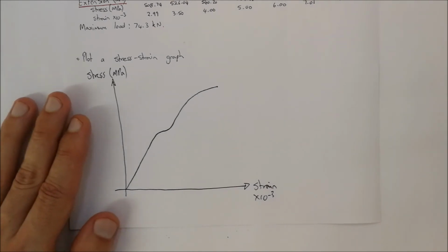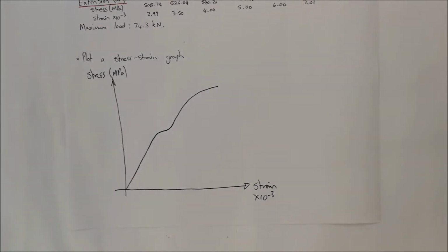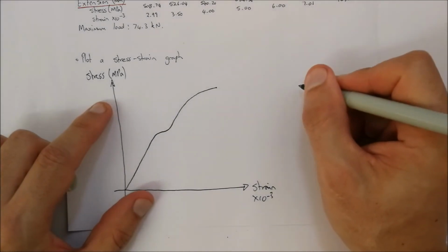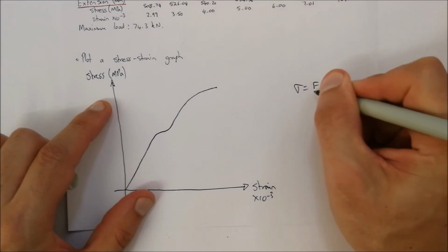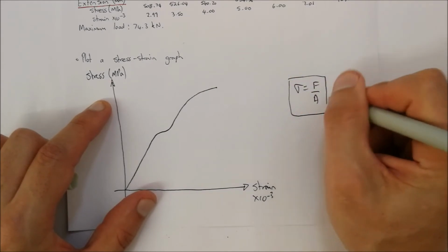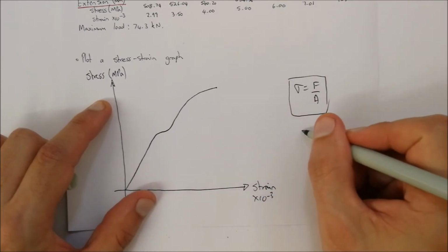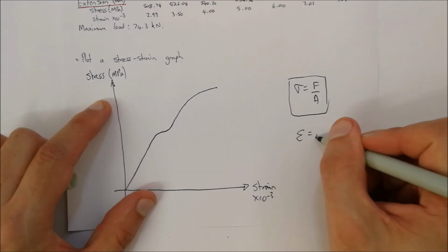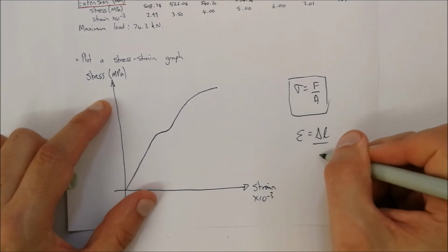We'll be coming back to this very soon to do some calculations, but things to keep in mind again: stress is equal to force over area. That's one important equation that we have been using over here, as well as strain is equal to the change in length over the original length.